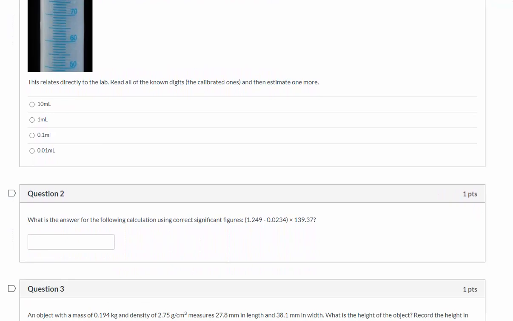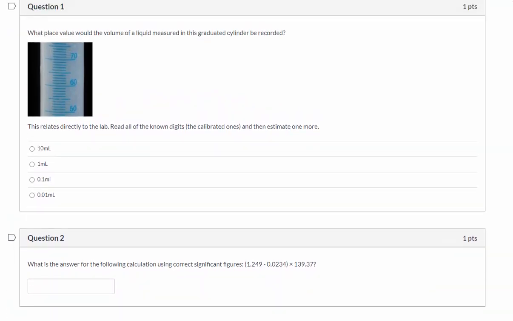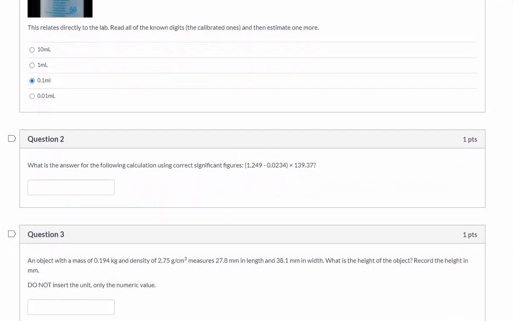So question number 1, what place value would a volume of liquid measured in this graduated cylinder be recorded? Well, this graduated cylinder is divided into milliliters. We have 50, 60, 70, and in between them we have 10 little hash marks. So each one of these little graduations is 1 milliliter. Because we read all that we can read and then we estimate one more, this graduated cylinder would be read to the 10th place.